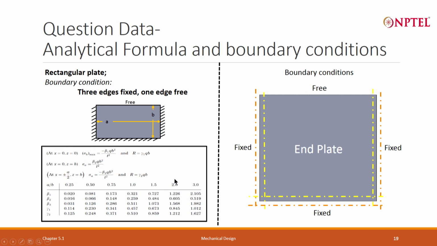The boundary condition: 3 edges are fixed, length and width you know, one free end. Use the same formula book which we have already given here for the alpha and beta formulas, and solve this problem. It is an assignment question.